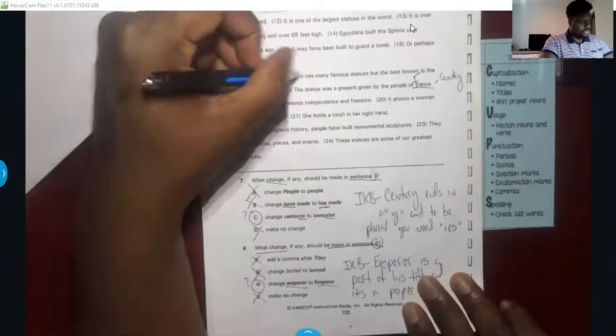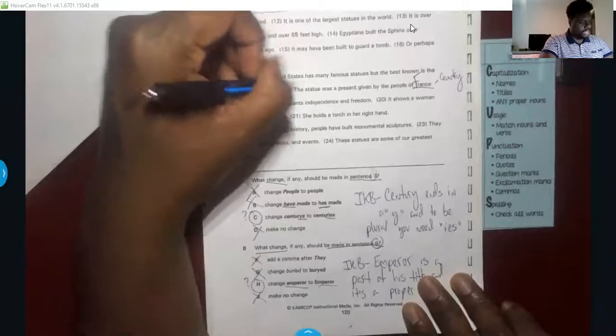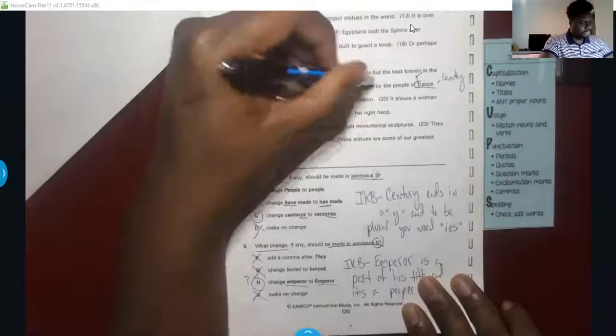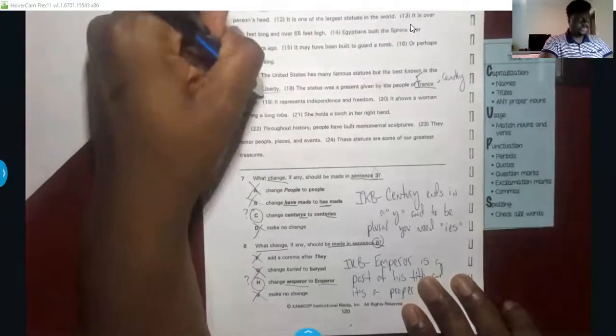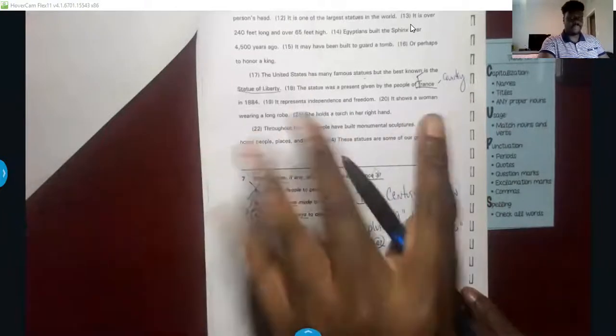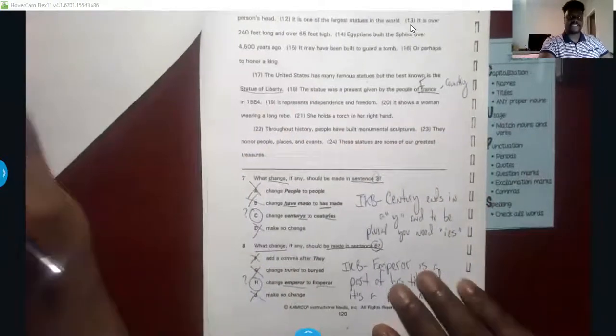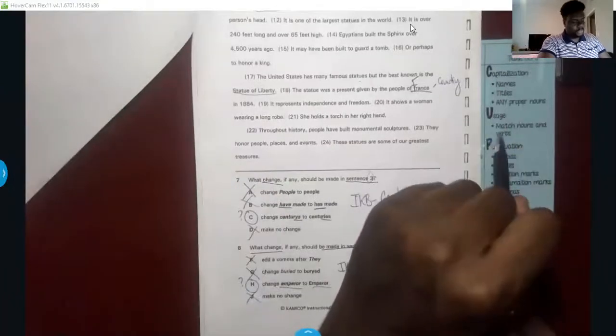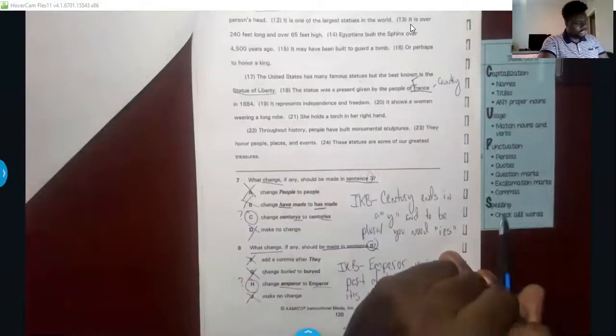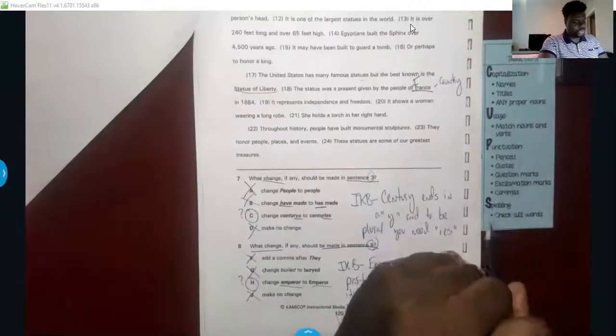So the United States, that's a proper noun, that's capitalized, has many famous statues, okay? Statues spelled correctly, but the best known is the Statue of Liberty. In this sentence, are there two different things being discussed? Can we break this sentence into two different parts? We should be asking ourselves, because right now, I don't see any capitalization issues. My nouns and verbs match, okay? I don't see any spelling issues, so that means it's something in punctuation.